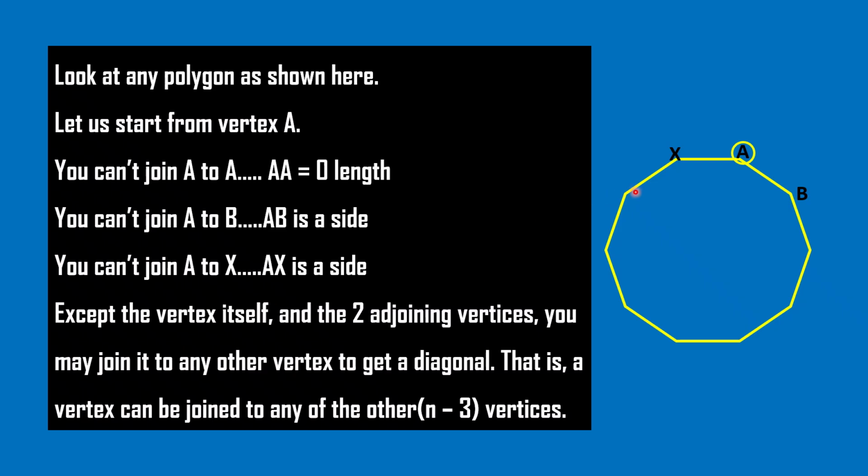So if there are n sides, if you start from any one vertex, these 3 vertices you can't take. So the remaining vertices would be n minus 3. Total n, you omit these 3. We can't join A to A, you can't join A to B, and you can't join A to X. So except these 3 points, there will be n minus 3 remaining vertices, and you can join A to any of the n minus 3 remaining vertices to get a diagonal.